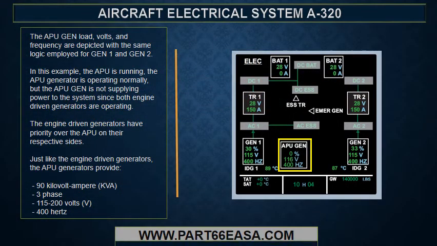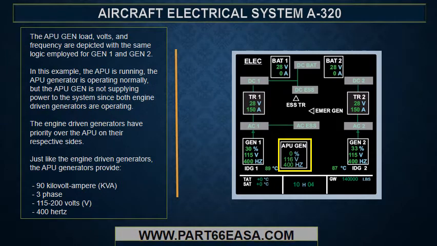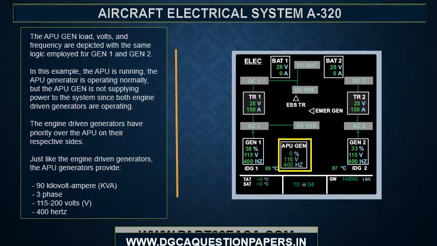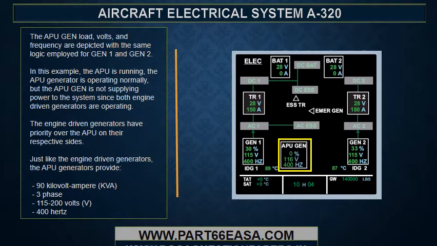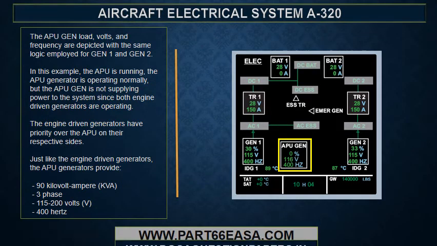The APU Gen load, volts, and frequency are depicted with the same logic employed for Generator 1 and Generator 2. In this example, the APU is running, the APU generator is operating normally, but the APU Gen is not supplying power to the system since both engine-driven generators are operating. The engine-driven generators have priority over the APU on their respective sides.